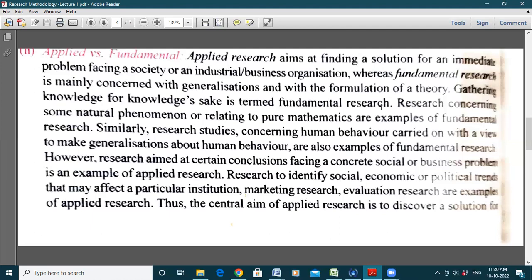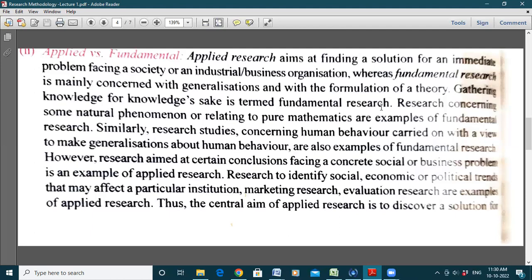Pay attention, okay? Similarly, research studies concerning human behavior carried on with a view to make generalizations about human behavior are also examples of fundamental research. However, research aimed at certain conclusions facing a concrete social or business problem is an example of applied research.